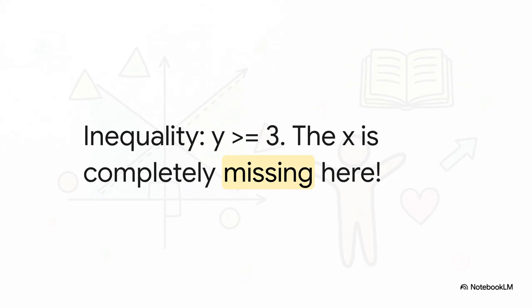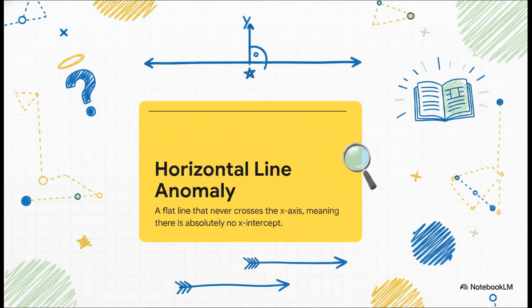And that kind of changes how we handle our intercepts, because there is literally no x to plug a 0 into. Because this line stays totally flat at y equals 3, it just runs perfectly parallel to the x-axis. It shoots off forever to the left, forever to the right, and it will never, ever cross the x-axis. This creates a really unique scenario where absolutely no x-intercept exists. We actually call this the horizontal line anomaly.